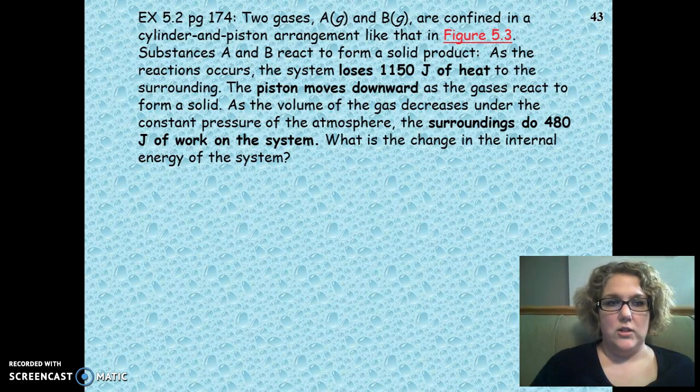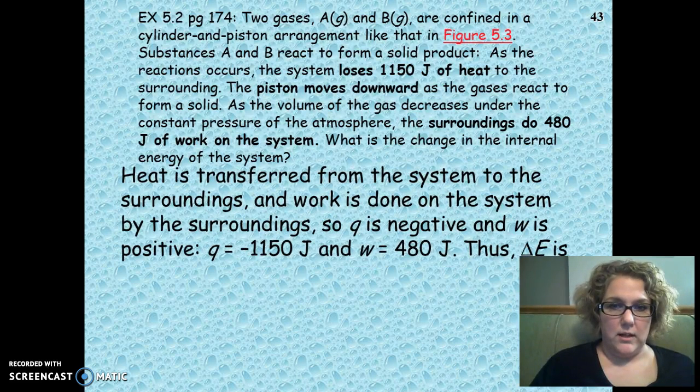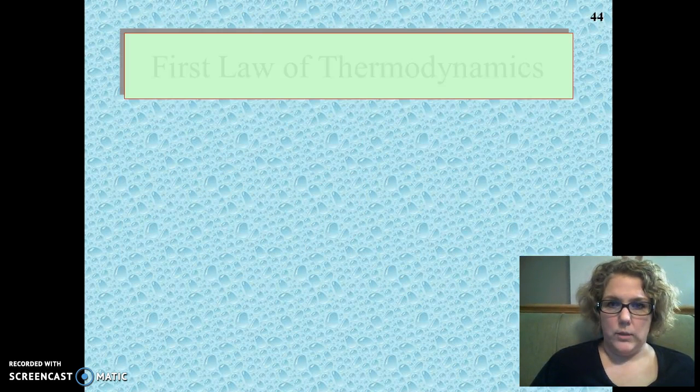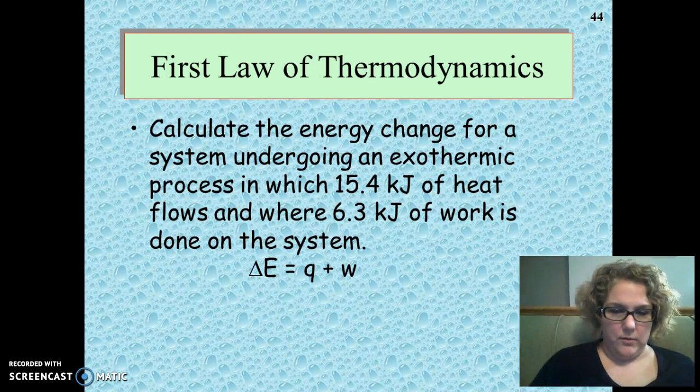So what's going to be the change in internal energy of the system? Well, delta E is equal to Q plus W. That part's not hard. It's just assigning the signs to Q and W that can be tricky. So the system lost heat, so we're going to assign our heat a negative value. And then the surroundings did work on the system, so we're going to make that positive. You put them both together and you get that the change in internal energy, the delta E, is negative 670 joules. So overall, the reaction released energy. More went out than went in. So this is basically the first law of thermodynamics.